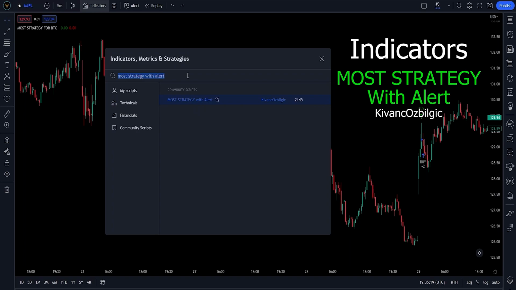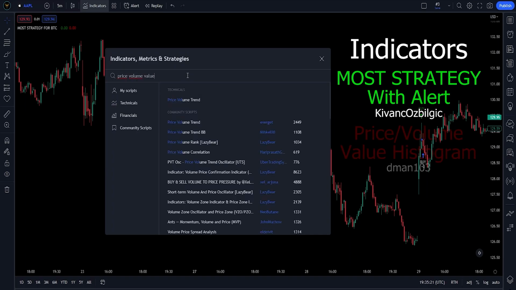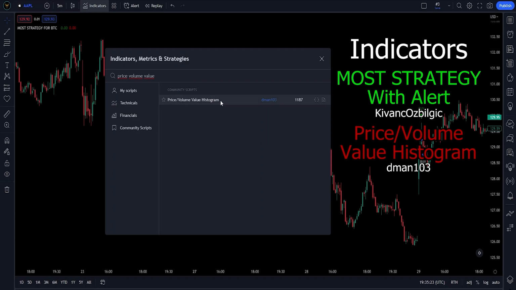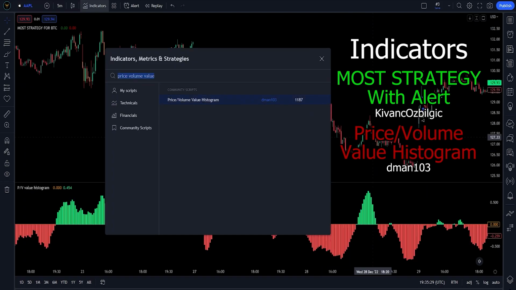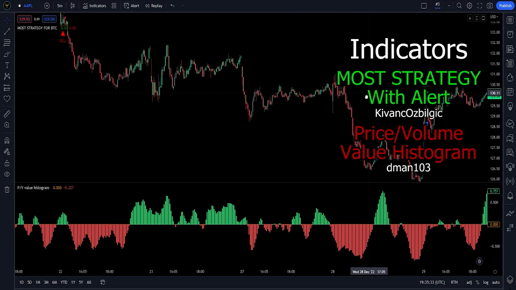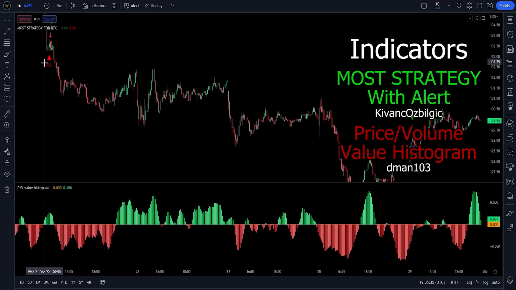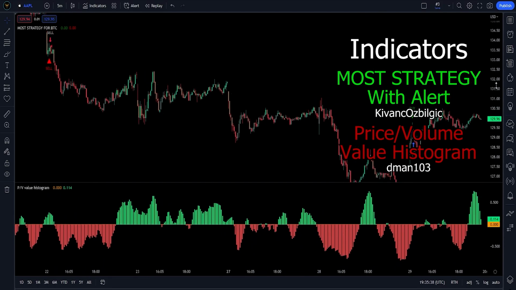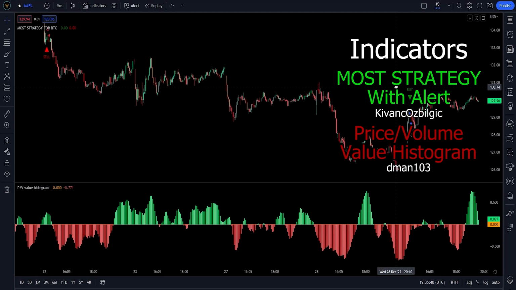The second indicator we want to add to our chart is called Price/Volume Value Histogram. We will use this one by Demand 103, so left-click it. As you can see, the first indicator adds these buy and sell signals, and our second indicator is our volume indicator. We will be using both in order for this strategy to work to its full potential, but we first need to change a few settings.